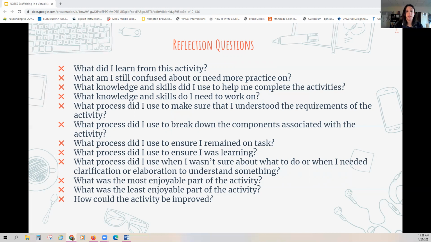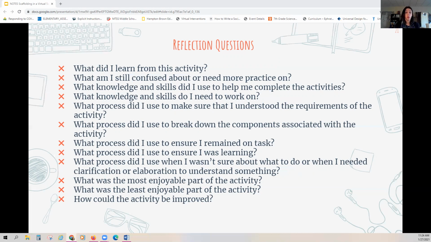Some of it is pretty lower level thinking, like, what did I learn today? But there are ones that kind of dig a little deeper. And some of my favorites are, what process did I use to ensure that I remained on task, especially if you have a student who's been really struggling with that.